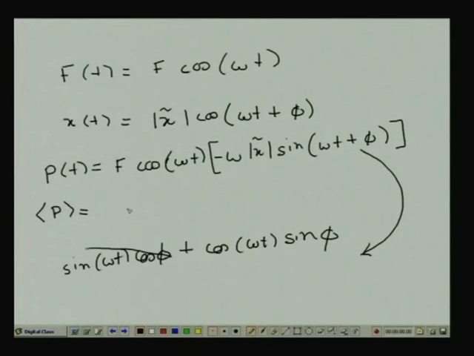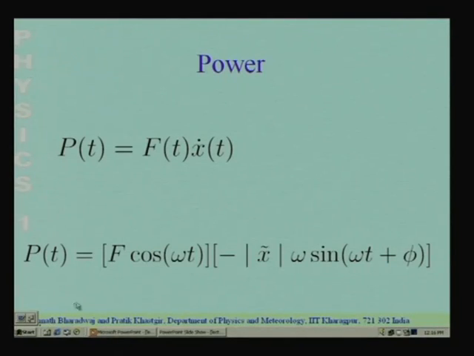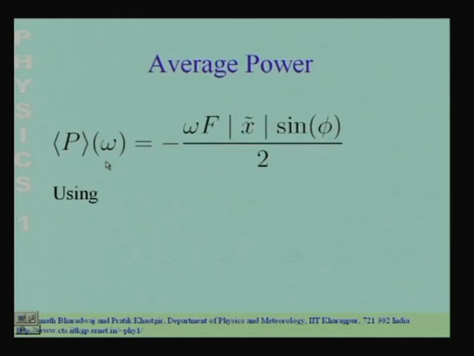So, what we have here is that the time average power is F, with a minus sign coming from here, then omega, then the mod of x tilde, and a factor of sin phi divided by 2. So, that is the time average power. When I take the time average of this, as I have just shown you, the time average of the power gives us this expression.